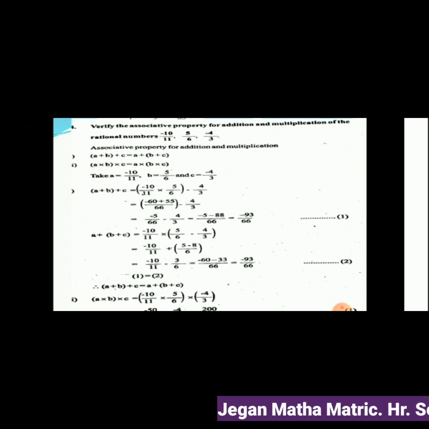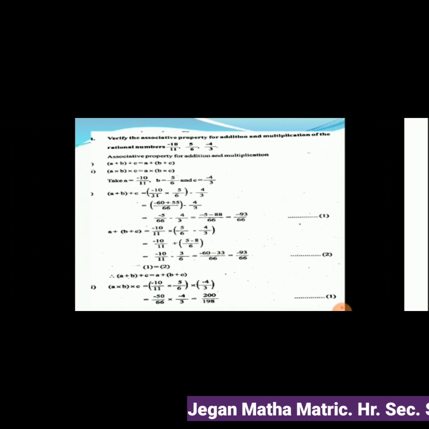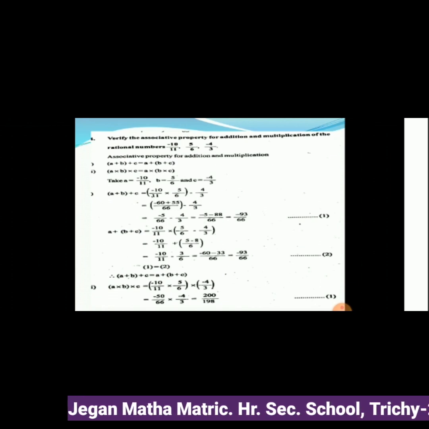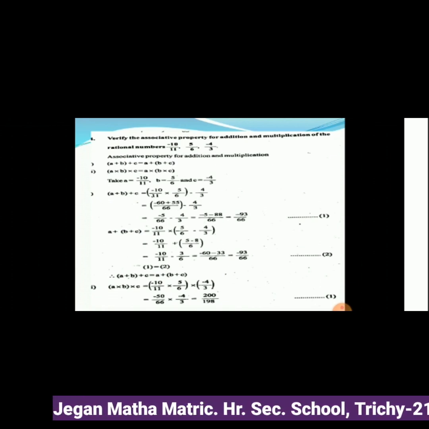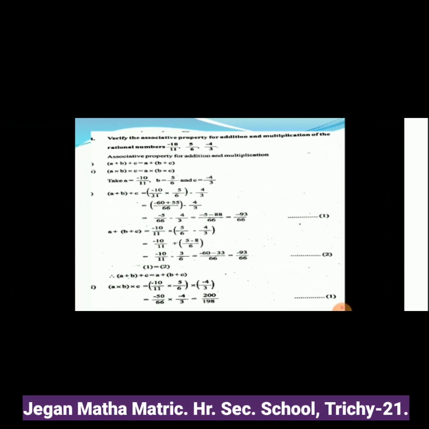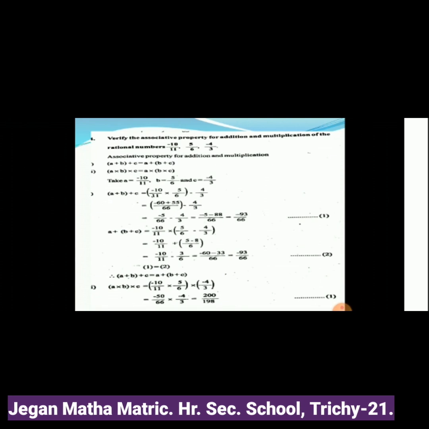The next one, the multiplication property. We prove a cross b cross c is equal to minus 10 by 11 cross 5 by 6 cross minus 4 by 3. Numerator multiplied into numerator, denominator multiplied into denominator. 10 fives are 50, 11 sixes are 66, multiplied by minus 4 divided by 3. Here minus into minus is plus, 50 fours are 200, 66 threes are 198.